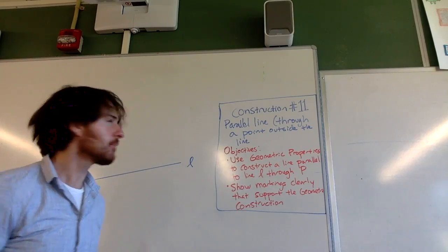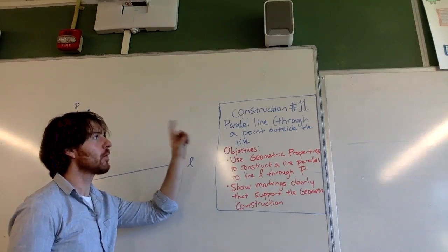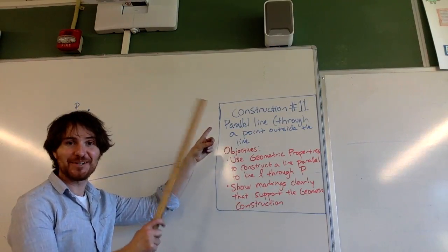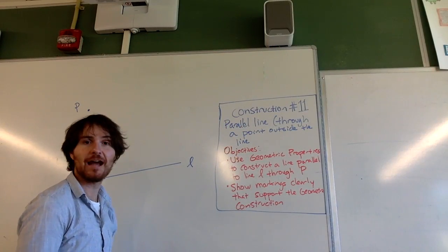We got construction number 11. Yeah, we've had kind of a lot of construction so far, but this is a big one. Construction number 11, counting them up, we've done 10 already. Wow, that's a lot. Anyways, parallel line through a point outside of a line here.